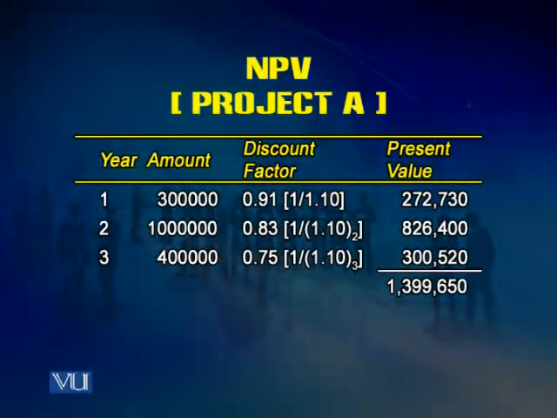As you can see, we are showing the cash flows in the column under amount: 300,000, 1 million in the second year, and 400,000 in the third year. And then we have a discount factor. This discount factor is a factor to bring the future value to the present value.